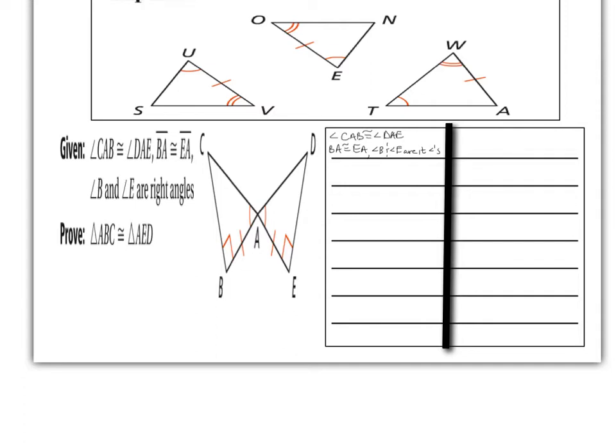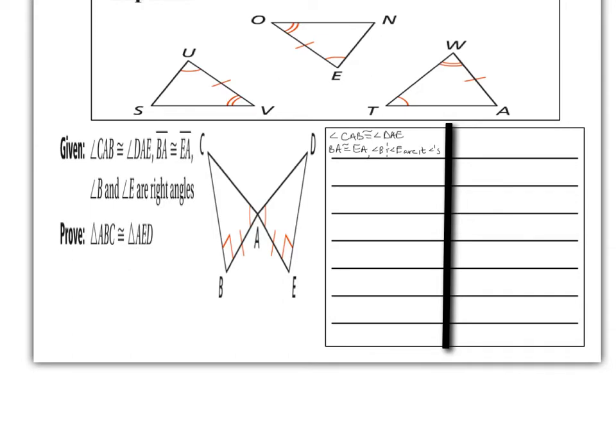So let's dive into these. We'll start with the first one. We're given here angle CAB and angle DAE are congruent. Those are the two vertical angles that are congruent to each other in the given. Side BA and side EA are congruent to each other as well. And then it says angle B and angle E are right angles. We put that information in that first step, and we want to prove that triangle ABC is congruent to triangle AED.